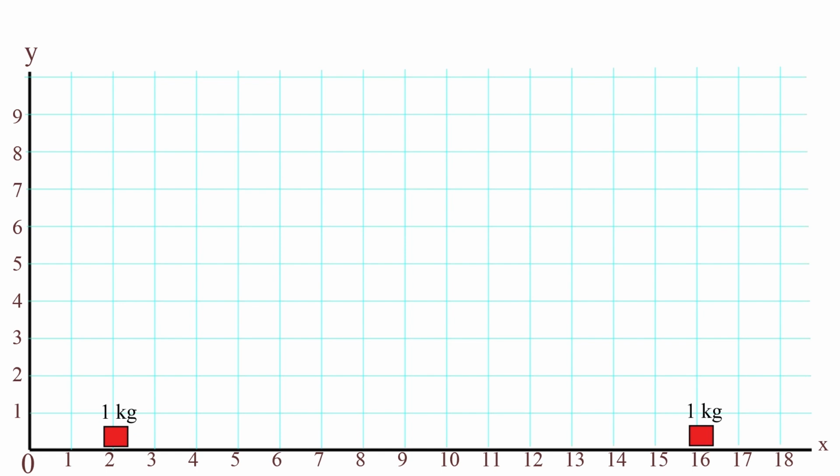What's the coordinate of the center of mass? Well, it's going to be x equal to 9. You can probably work that out yourself. What if the numbers aren't as simple as that though? What do we do there? Well, we use a formula.